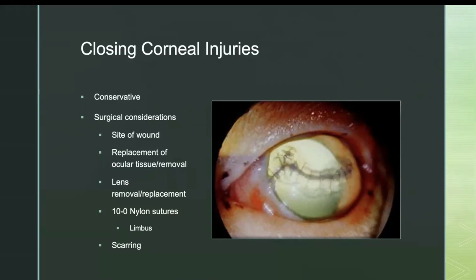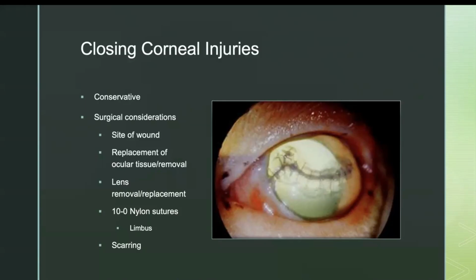With the lens, if the lens is involved, if the bag has ruptured, that really in the primary setting ought to be removed. So what you would do is you'd close the cornea first, you'd close the globe, and then you'd go back into the eye, and either with a vitrector or a phacoemulsification, remove the lens. And the general teaching is that if you can replace the lens in the primary setting, that tends to do better for the patient, but that obviously depends on the extent of your injury and how much of that bag is involved.